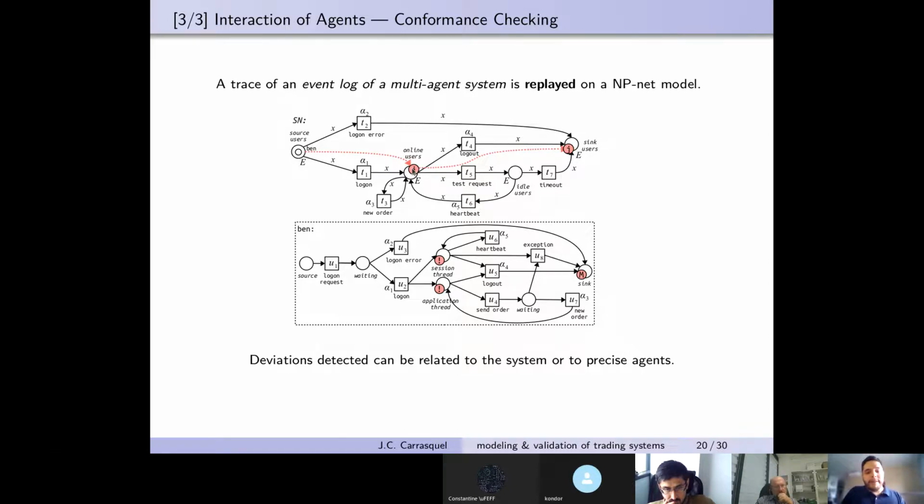And we have also the deviations not only at the level of the system, but we got to a hierarchical model where we can discover deviations either at the level of the platform or in the workflow associated with a distinguishable agent.